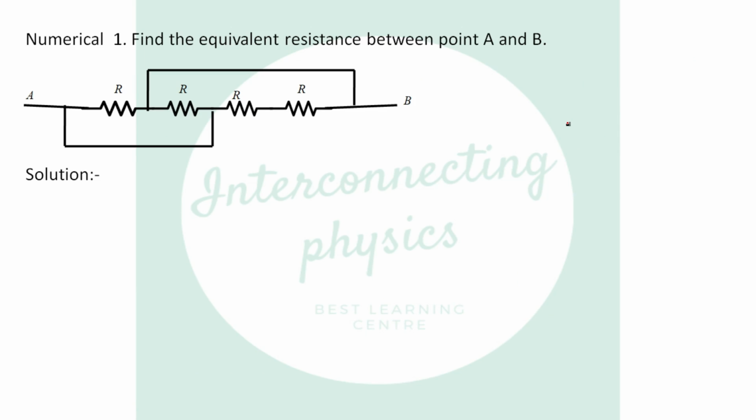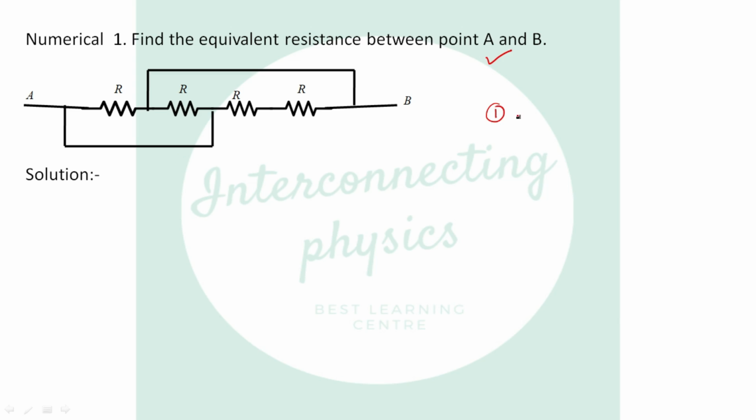So in the last video, we did very simple numericals based on combination of resistors. Now in this video, we are going to solve some complex network problems. So numerical number 1: find the equivalent resistance between the points A and B. Now remember some points here.